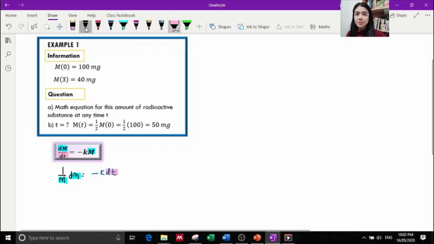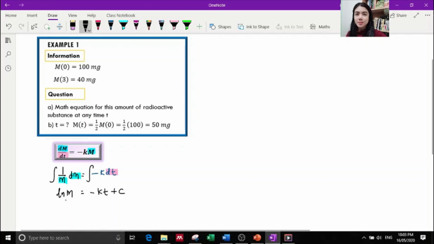Now let's integrate both sides. We integrate this one and integrate this one. If we integrate the left hand side, you have ln m. For the right hand side, if you integrate, you have minus kt plus c.